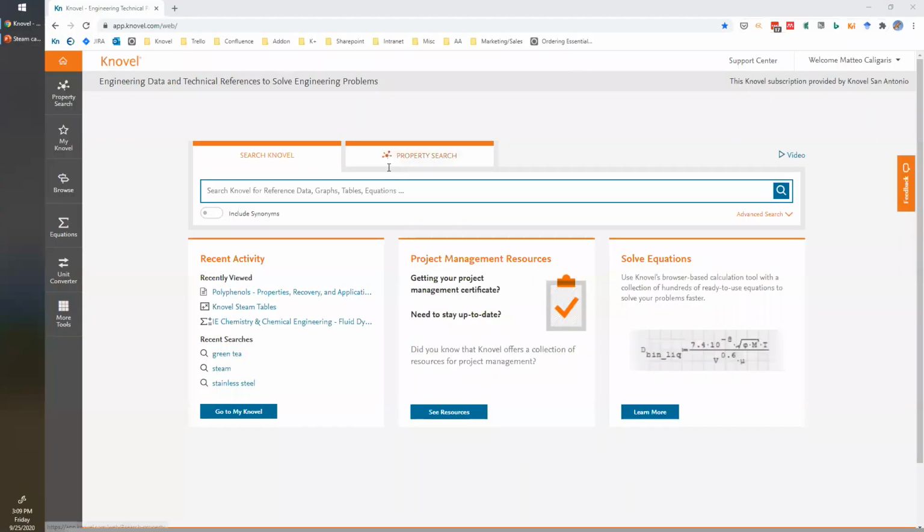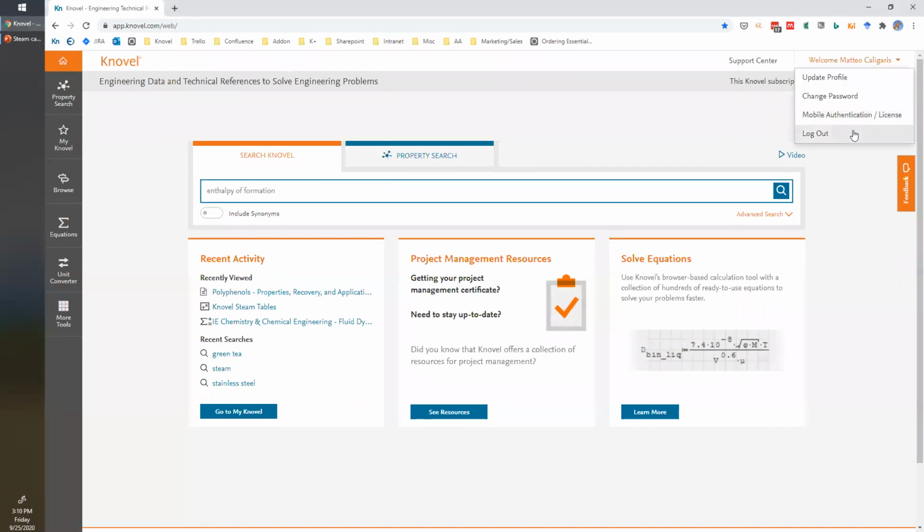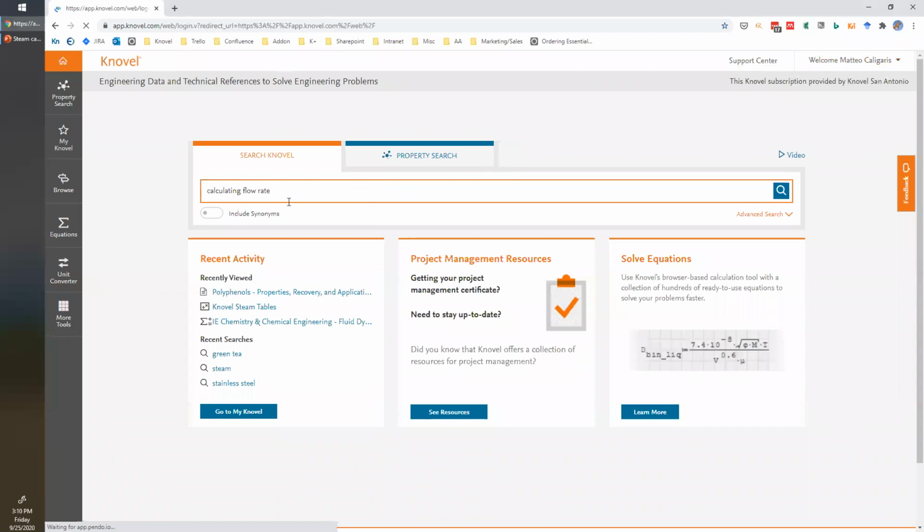So I would be here within Knovel, and I would first of all have to log into the correct account.